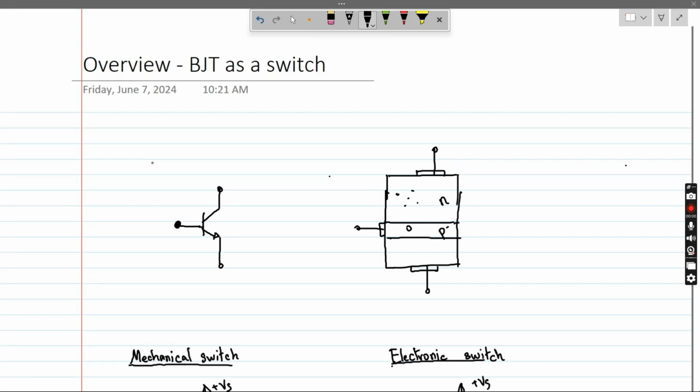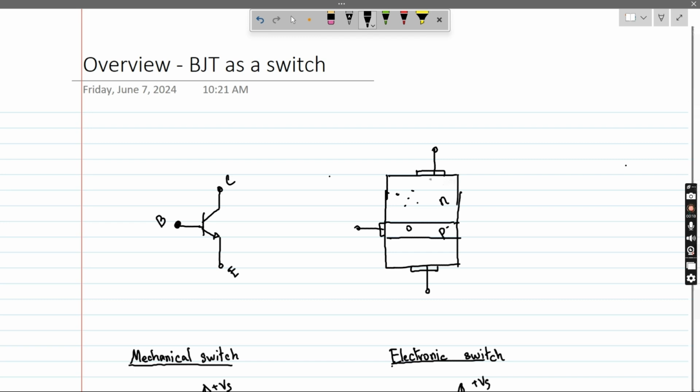I would like to discuss the different modes of operation of a BJT, primarily focusing on its switching characteristics and how it really works in regards to its construction. This is the symbol of an NPN BJT. This terminal is the collector, this one is the base, and this one is the emitter.